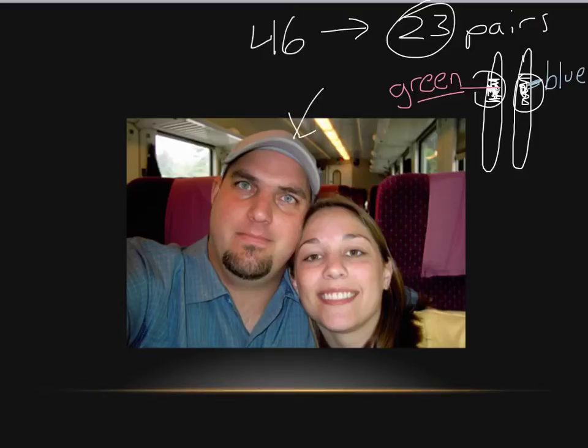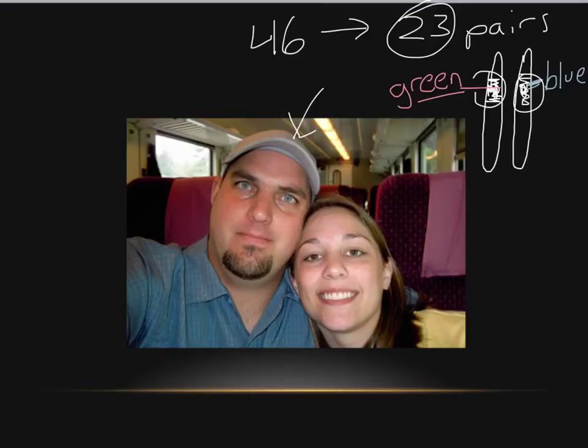Now, we're going to learn a little bit more soon about what it actually means for eye color if you have a green gene and a blue gene. Are your eyes bluish green? Are they blue? Are they brown? How does all that work? We haven't learned that yet.